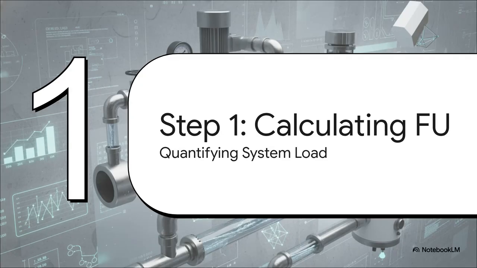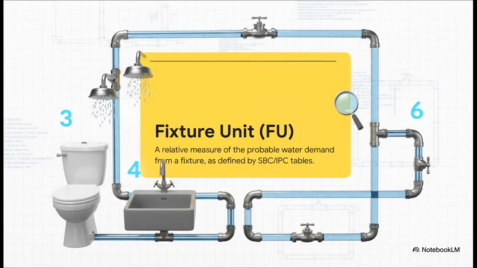Okay, let's get our hands dirty with the first practical step. Before you can design anything, you have to understand the total demand on the system, what we call the load. And that's where fixture units come into play. So what on earth is a fixture unit, or FU for short? Honestly, the best way to think about it is like a universal currency for plumbing. It's just a single number that the codes assign to every type of fixture, a sink, a toilet, whatever, that represents how much water it's likely to use. It's a really clever way to simplify a super complex system.